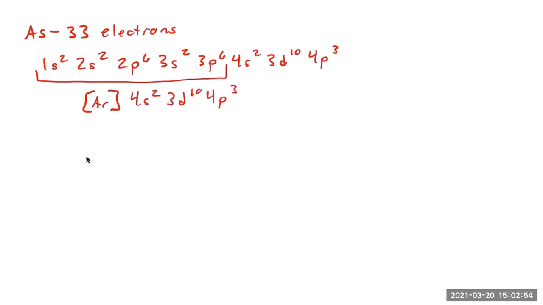So now that we know its configuration, what is its NLX? Remember, the NLX tells us where we put that last electron. That happens to be 4p3, so its NLX is 4p3. Now we want to figure out its quantum numbers. We're going to look at that 4p3 orbital, that's the last one we put in.